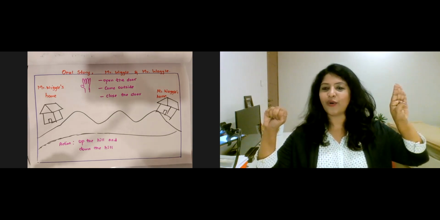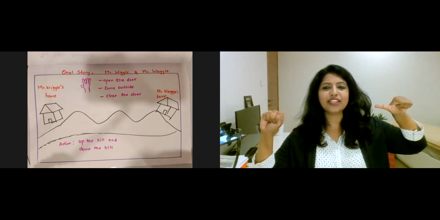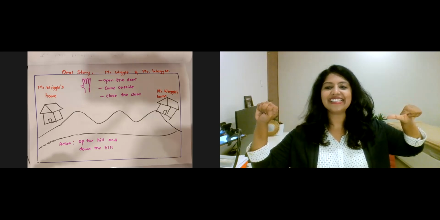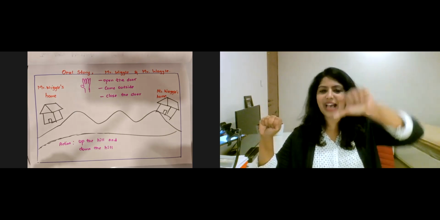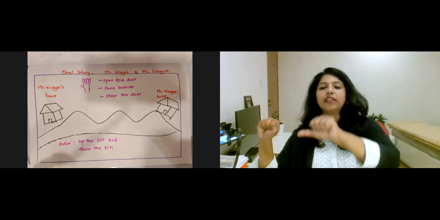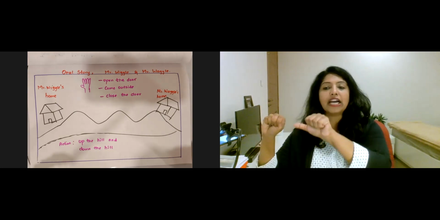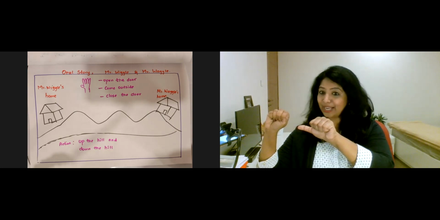He opened the door, he came outside, he shut the door and he went up the hill, down the hill, up the hill, down the hill, until he could find Mr. Waggle's home. And he found it.